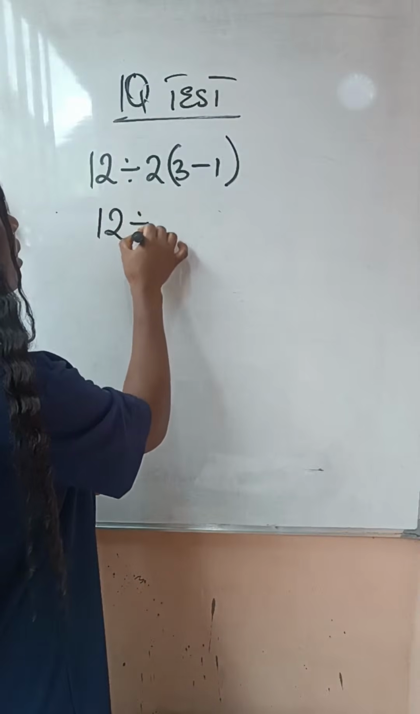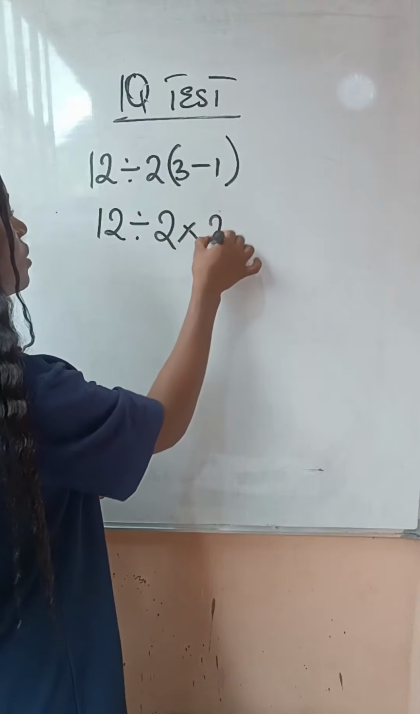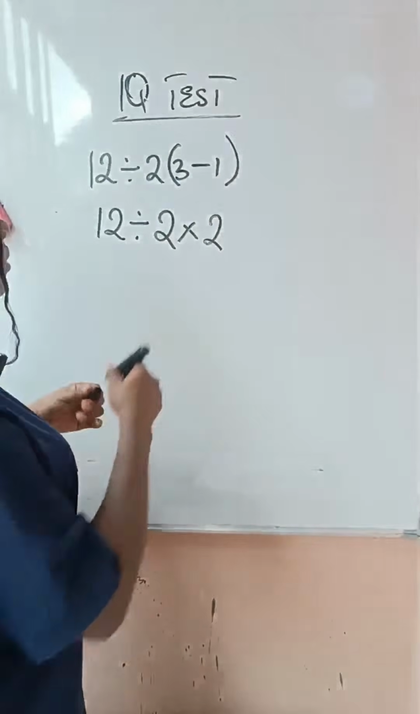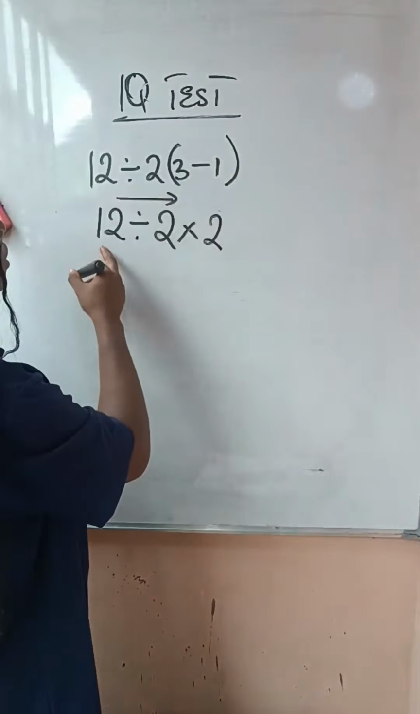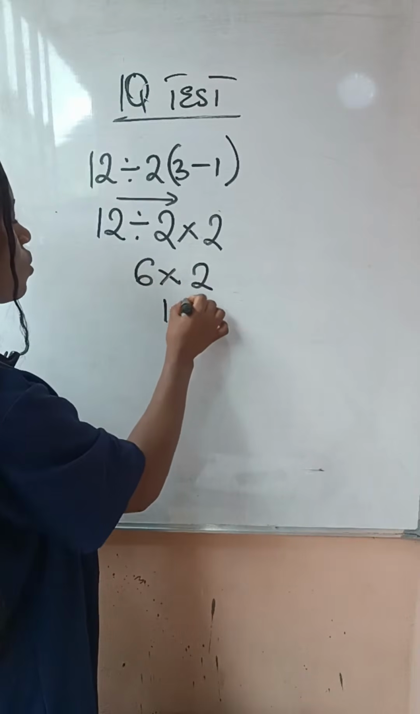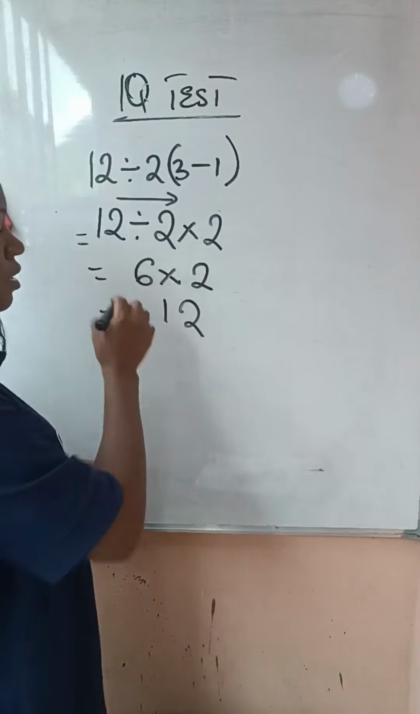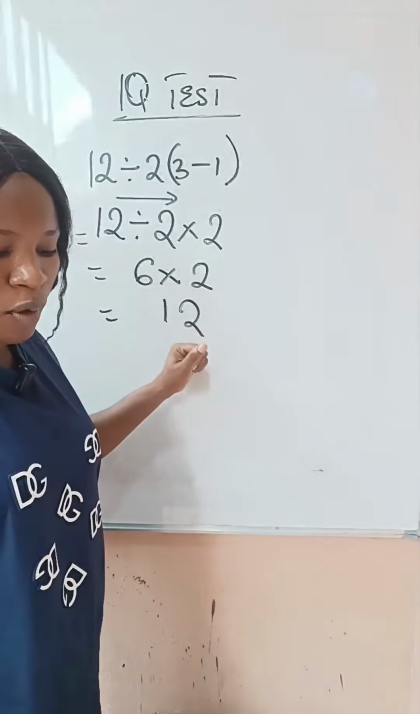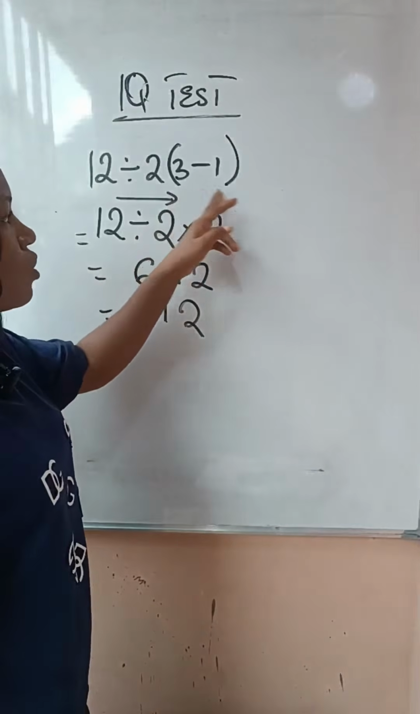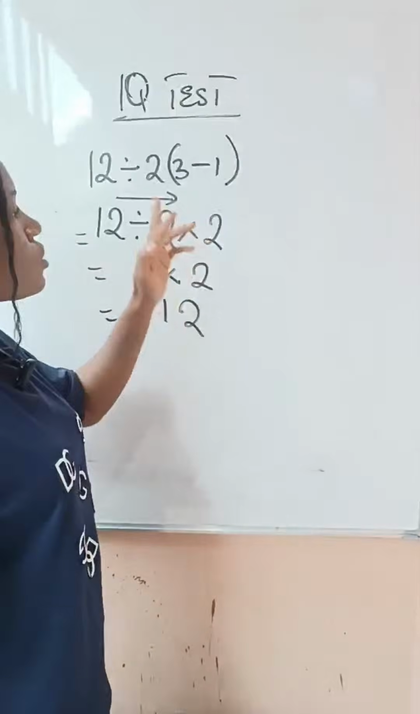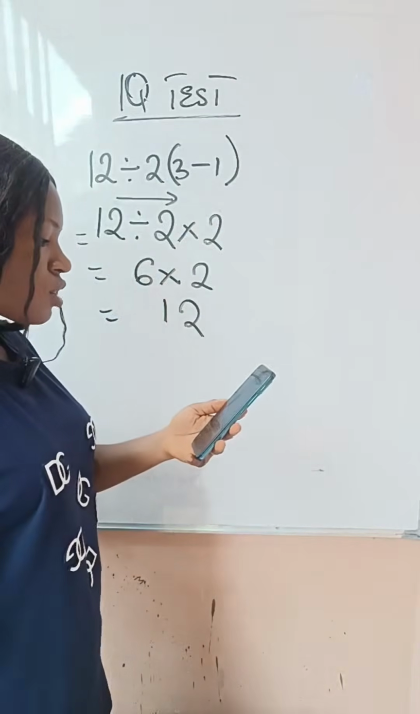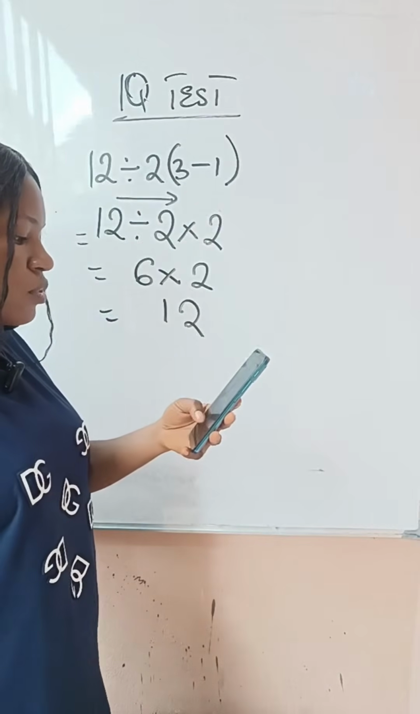So this is supposed to come this way: 12 divided by 2 multiplied by 2, because 3 minus 1 will give you 2. Okay? Then you solve from left to right. 12 divided by 2 is 6, and 6 times 2 will give us 12. And that is the answer. So anytime you see this type of question, please always remember that you have to divide before you multiply. Once you're done with brackets, don't go ahead and multiply. No. Just divide before you multiply.